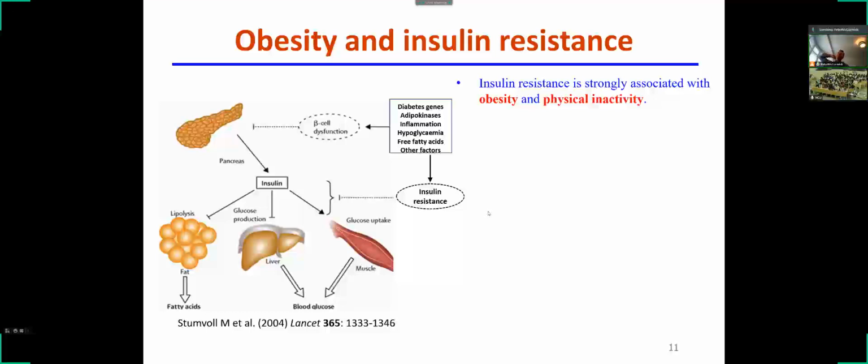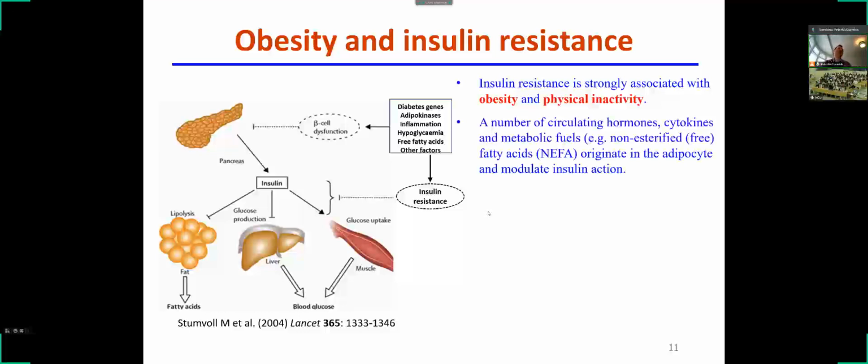And so insulin resistance is strongly associated with obesity and physical inactivity. A number of circulating hormones that we've talked about originate in the adipocytes and also in the liver. So if these two tissues become insulin resistant, they're no longer giving that feedback. Remember, we're all about feedback loops in the body. Then essentially that feedback is no longer provided because these tissues are not responding to insulin.